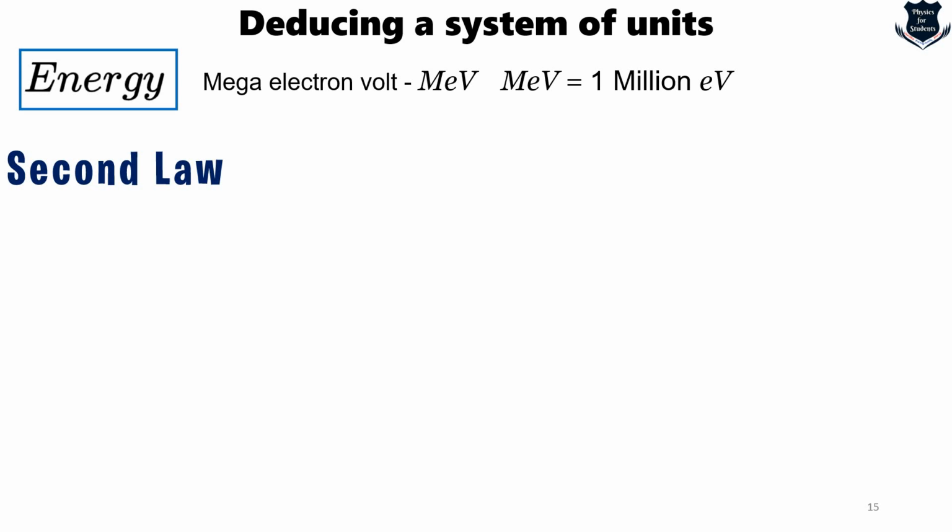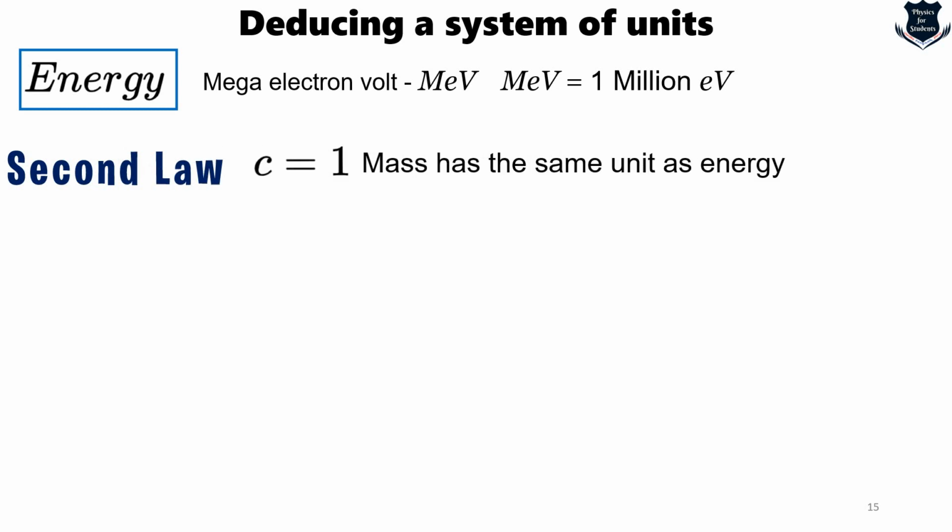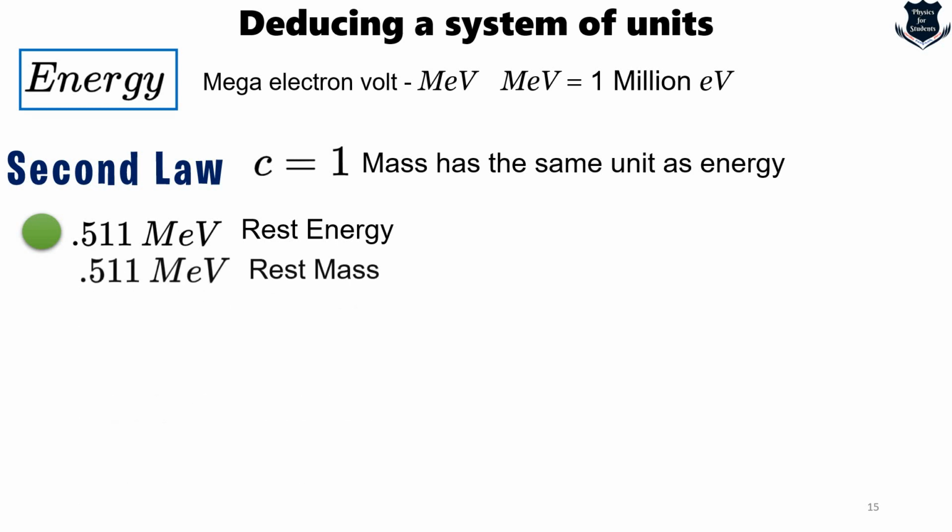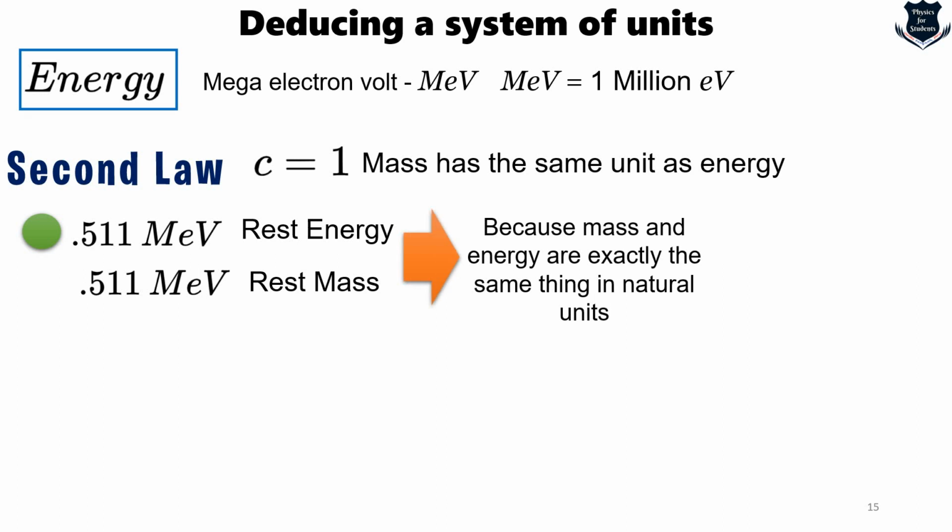From the law of nature number 2, that is the second law, with c equals 1, that is dimensionless, mass has the same unit as energy and the same numerical value as well. So what we are trying to tell you is that, for example, here is an electron of 0.511 mega electron volts, MeV, and the rest energy also has 0.511, the same as the rest mass. Why? Because mass and energy are exactly the same in natural units, as we have just seen. The second law, which we have just mentioned, where we are taking c equal to 1 dimensionless, mass has the same units as energy. So if an electron has 0.511 MeV as rest energy, it will have the same rest mass, because mass and energy are exactly the same in natural units.